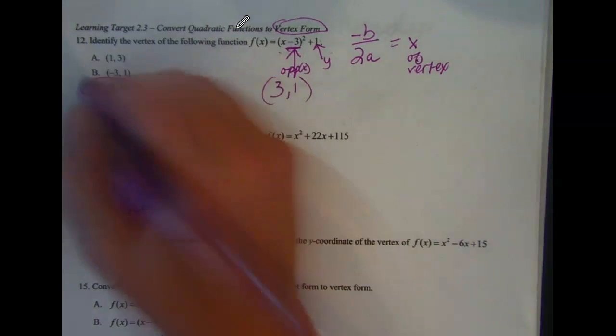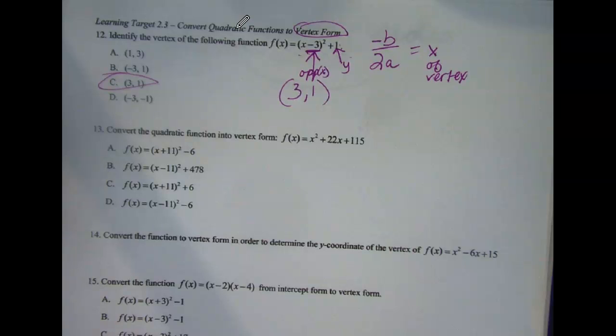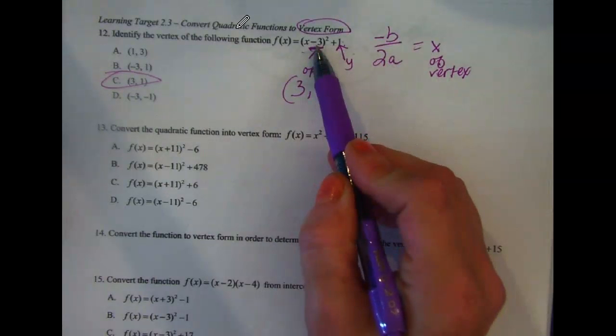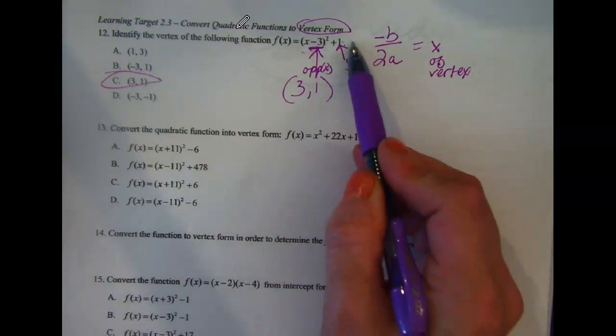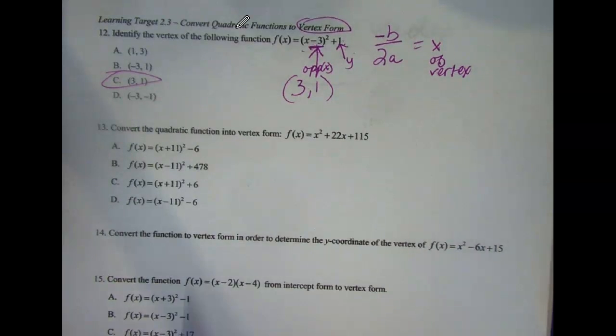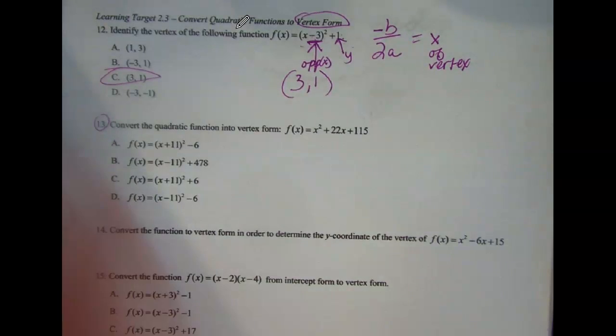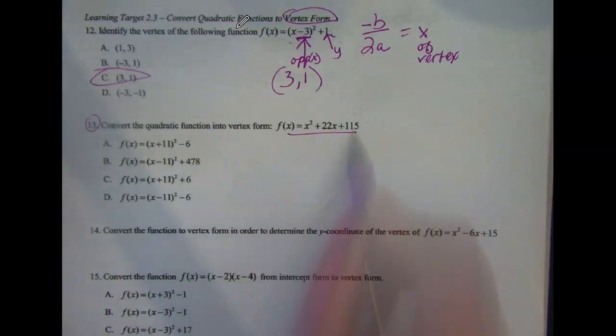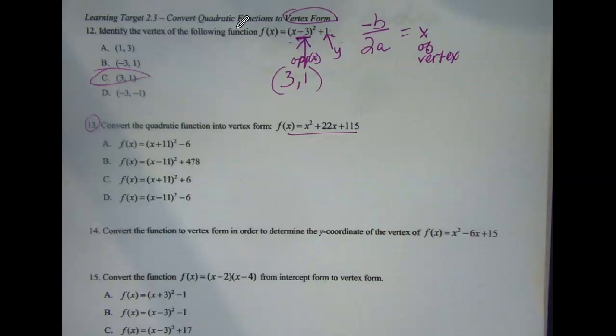So that one was pretty easy. As long as you knew vertex form, you have to know what's in here is the x, you just make it its opposite. What's out here is the y. All right, let's do convert the quadratic into vertex form. So it's not in vertex form. So here is where we use our formula.